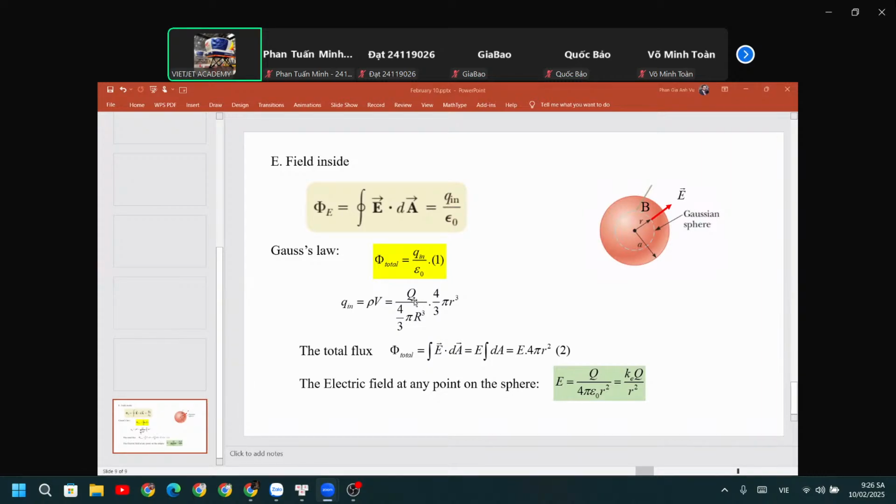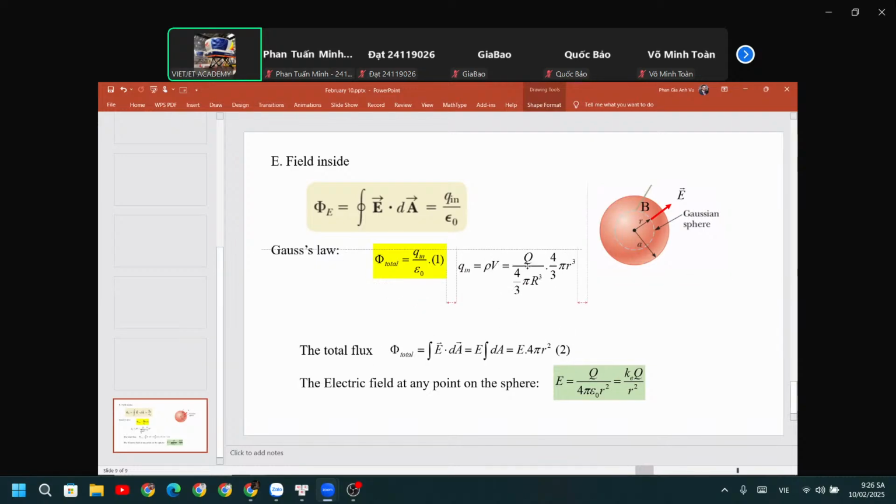Okay. So Q in is this. You can see that we can cancel the term 4 pi over 3, 4 pi over 3, so that you have it simpler. Okay, so now it's Q in. When you substitute Q in into phi total, you get the phi total.